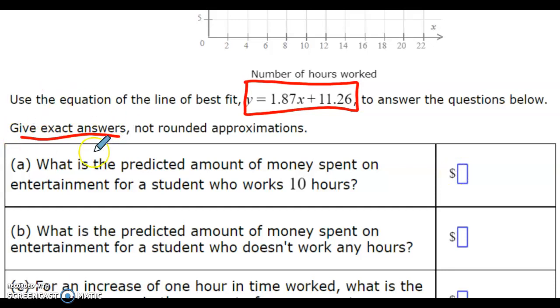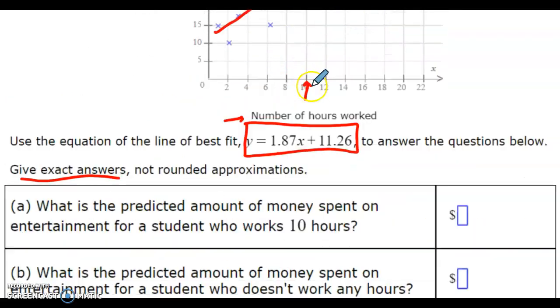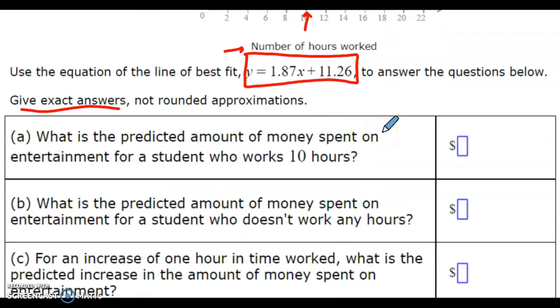So when the predicted amount of money spent on entertainment for a student who works 10 hours, okay, number of hours worked, so we're looking at 10 on the x-axis. You are not guessing at this point. We're going to actually go ahead and plug that in. So in my calculator, I'm going to take 1.87 times 10, that equals 18.7, and then add 11.26, and that's going to be $29.96. So I'm actually taking 10 and I'm plugging it in for x.